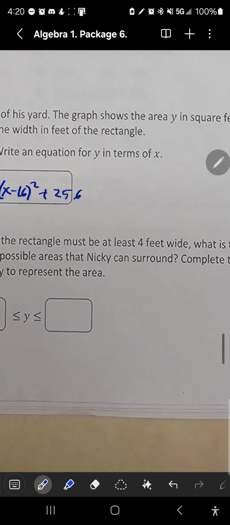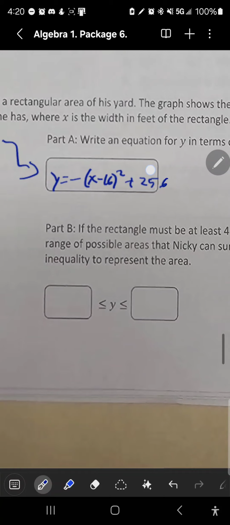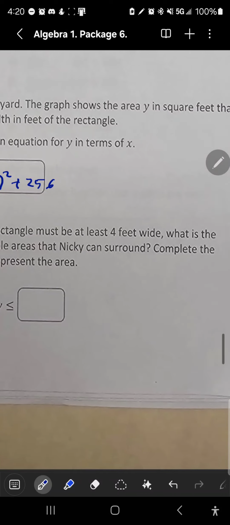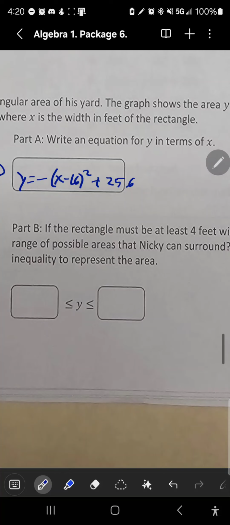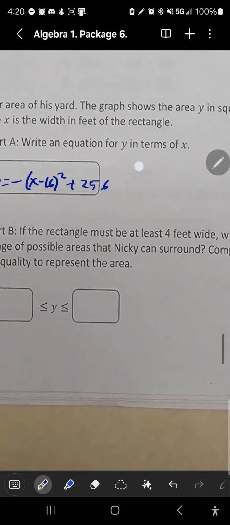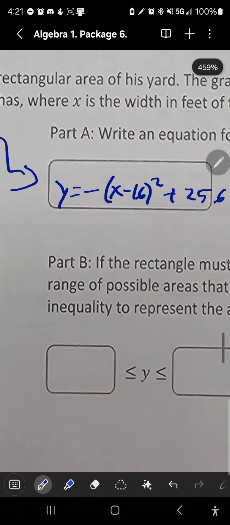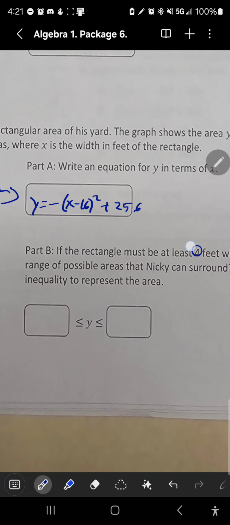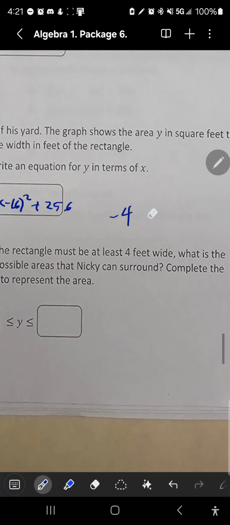Part B: if the rectangle must be at least 4 feet wide, what is the range of possible areas that Nick can surround? Complete the inequality to represent the data. Okay, so we need to substitute the value. First, as you see, when they say at least 4, we are looking from negative 4 to 4, because we're looking for the range.